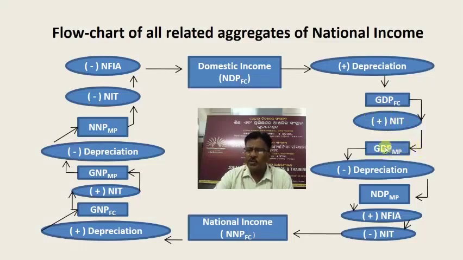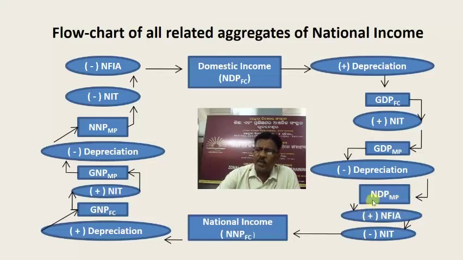From GDP at market price, if you deduct depreciation, what will you get? NDP at market price. You see what is changing? It's gross to net, so minus depreciation gives net. Other things are the same: GDP, MP, NDP, MP. Like this you can also understand.